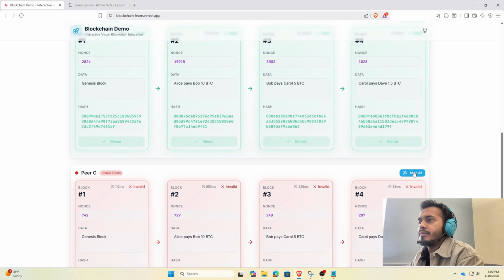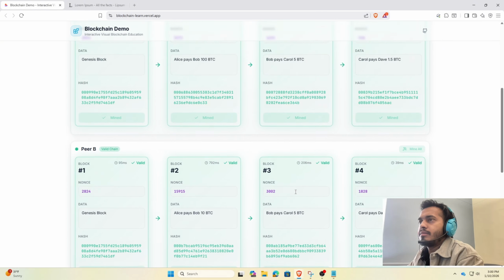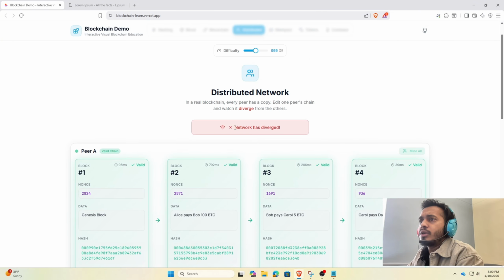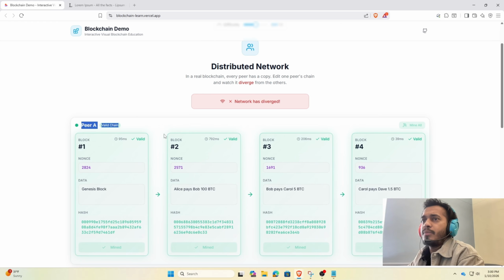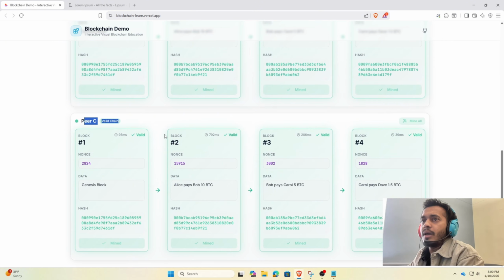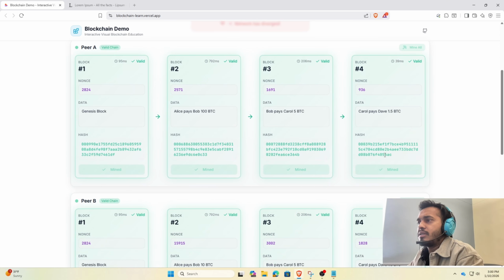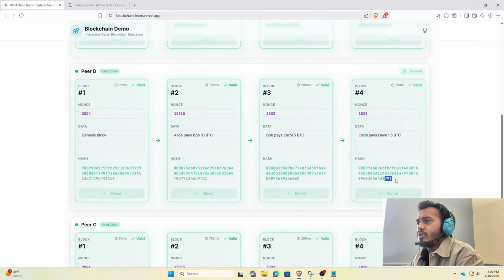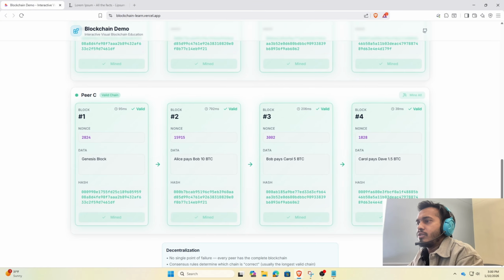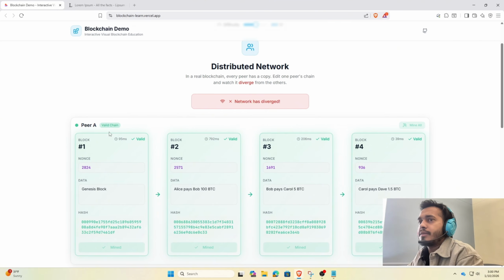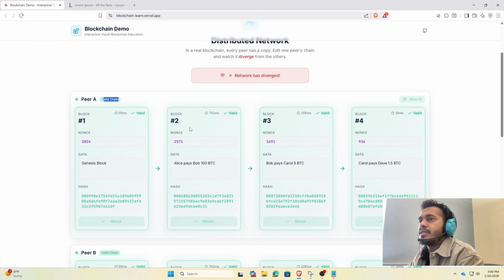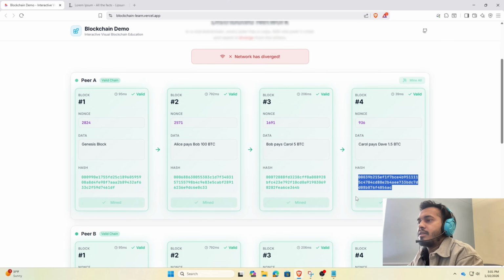If I do the mining, our network is showing that the network has diverged. Why? Because every peer is valid. See, peer A, B, C, all are having a valid chain, but our network is saying that there is a divergence. Why? Let's check the last hash. It is ending with 6AC, and it is different, while this one is 79F, and this one is also 79F. That means in peer A, there is something wrong. Although it's showing a valid chain, there are some changes. Because of these changes, this hash is different, and this hash also different, and this hash also different.